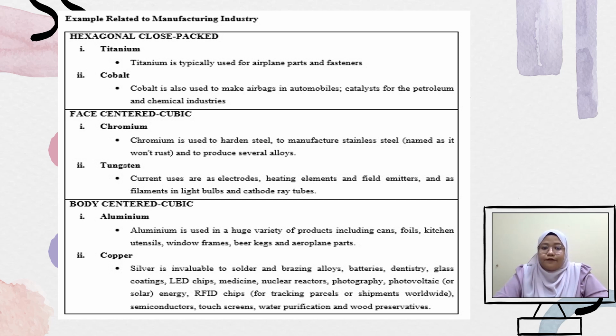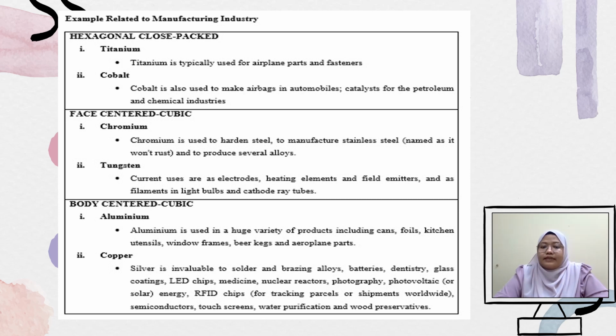Okay, next for the face-centered cubic or FCC, we have chromium. Chromium is used to harden steel and to manufacture stainless steel. The stainless steel will not rust, and it is used to produce several alloys. And the next example is tungsten. Tungsten is currently used as an electrode, as a heating element, as a field emitter, and as a filament in a light bulb and cathode ray tube.